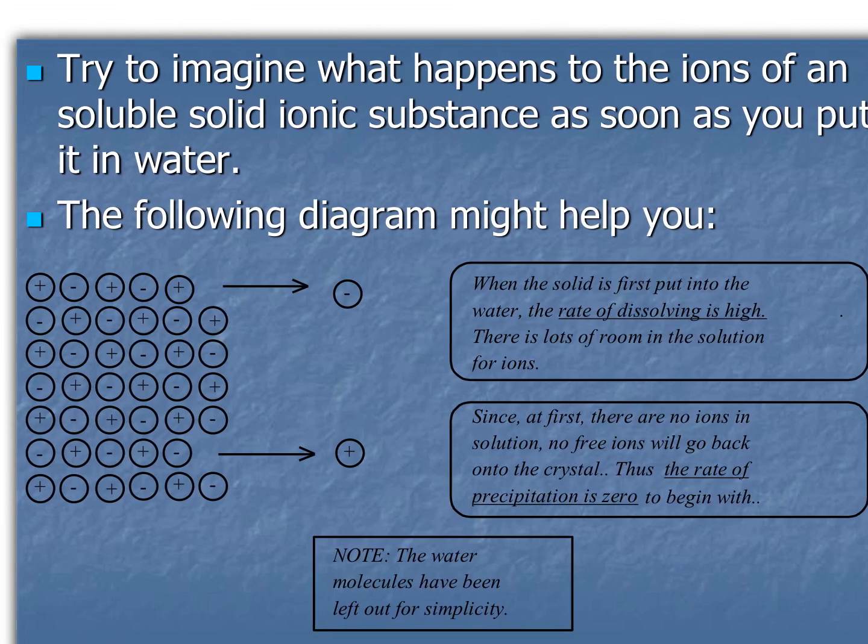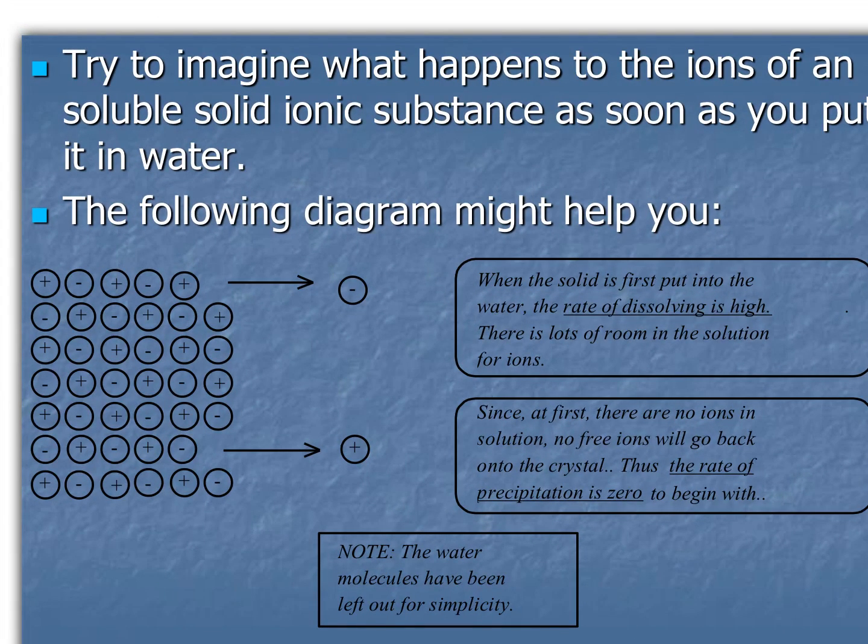So try to imagine what happens to the ions of a soluble solid ionic compound as soon as you put it into water. The following diagram should help you. Notice this time I did not include the water molecules around the ions. We know they're there, but it's easier to look at them as just the negative and the positive ions. When the solid is first put in the water, the rate of the dissolving is high when there's lots of room in the solution for the ions. So it dissolves and it floats away. Dissolves and it floats away.